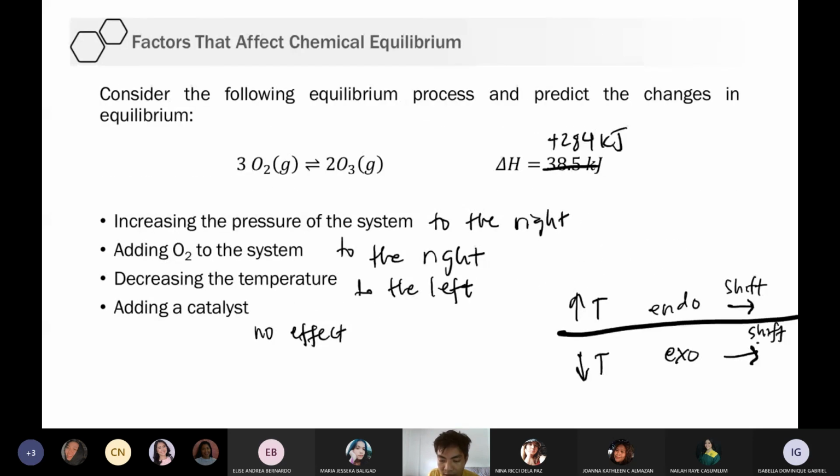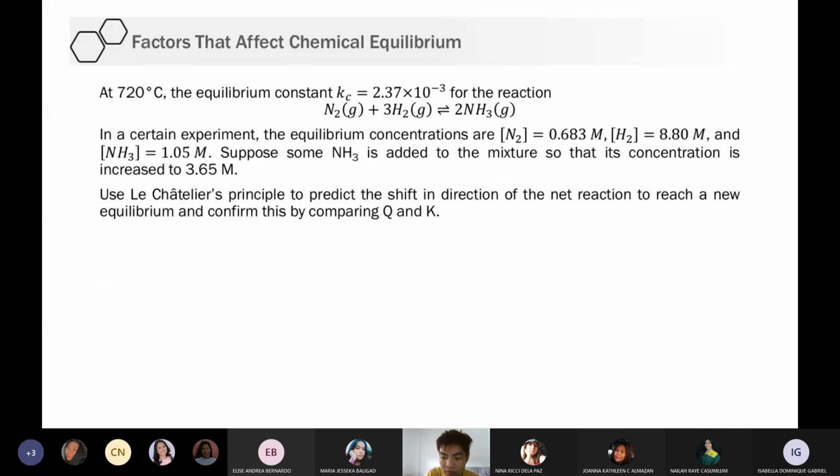Itong isang item, I want you to answer this na lang. Use the Le Chatelier principle to predict where the reaction is going. And I want you to solve for the equilibrium concentration. Gusto ko, alamin nyo, will the reaction shift towards the left, towards the right? Sabi dyan, you can compare Q and K to see kung saan siya papunta. And then after nun, determine mo yung new equilibrium concentrations.